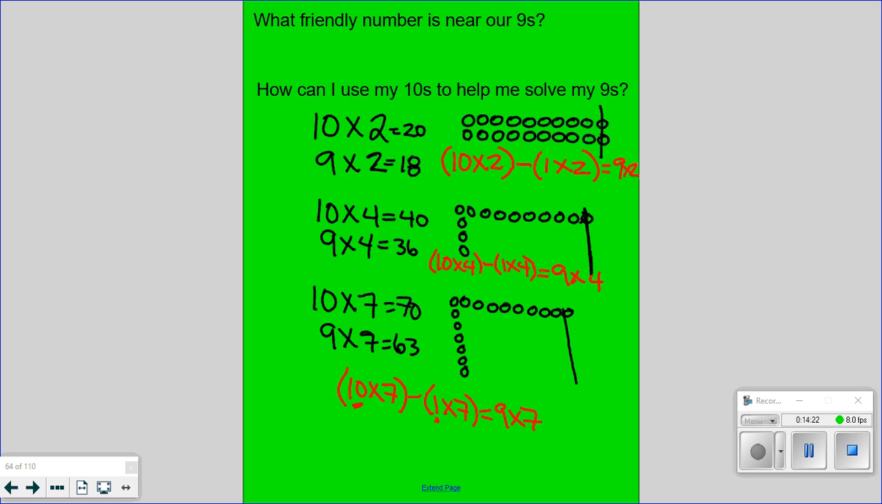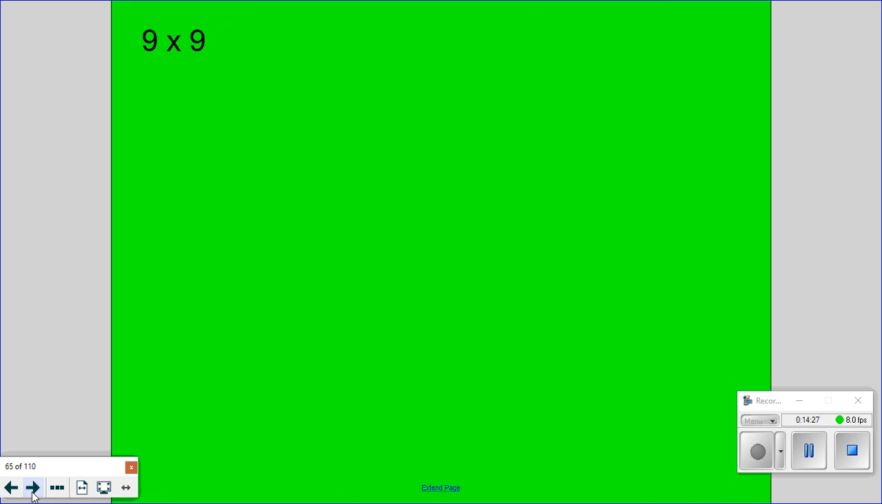Yeah, exactly. So if I go back to my original equation, go ahead and write 9 times 9 down. If you need to go to the next page, that's fine.